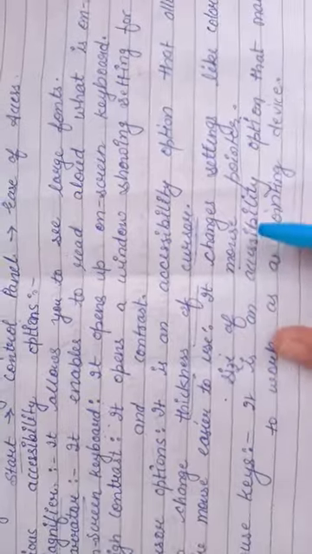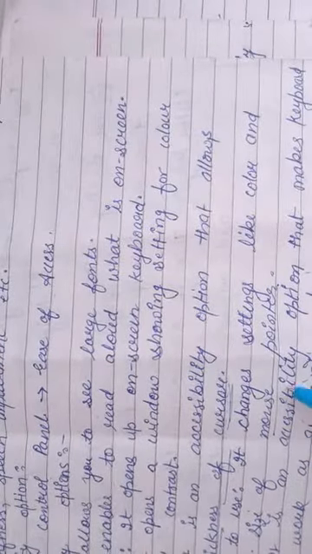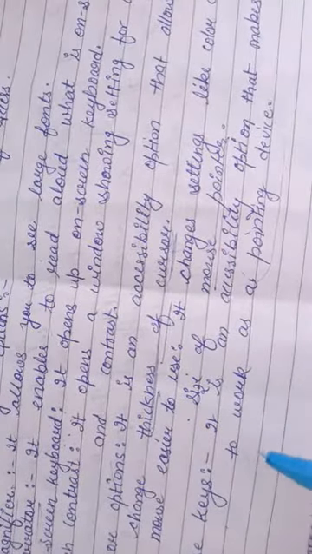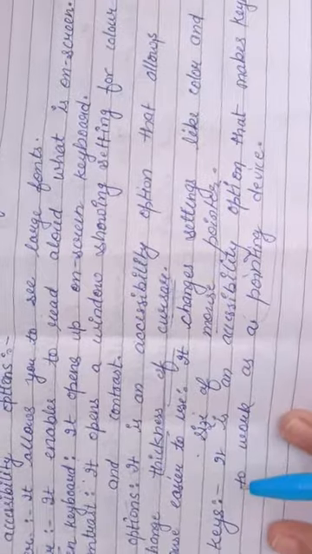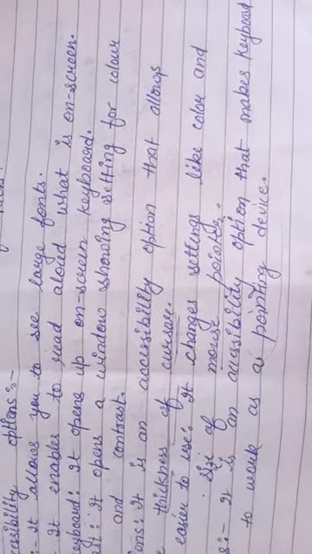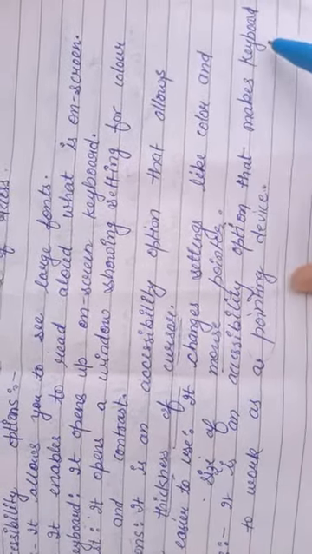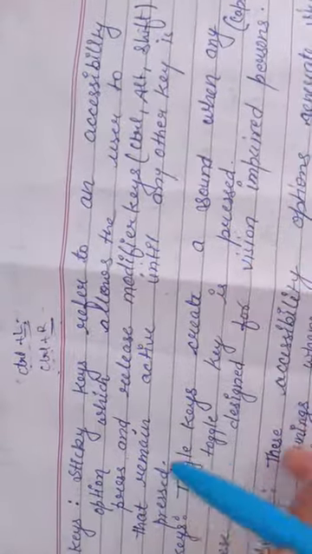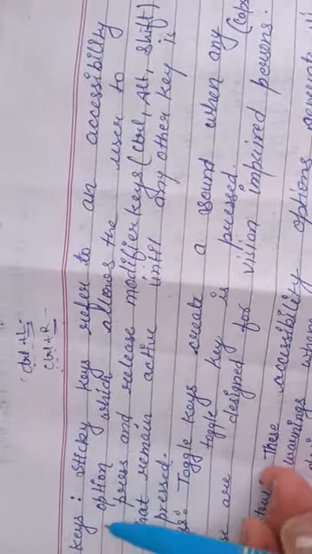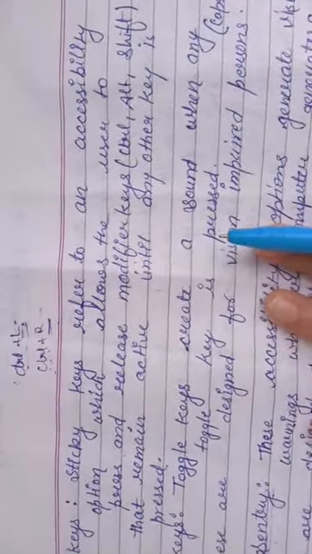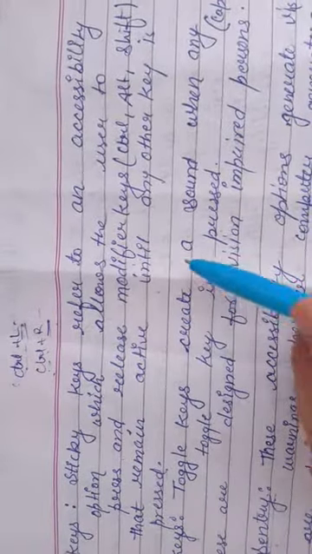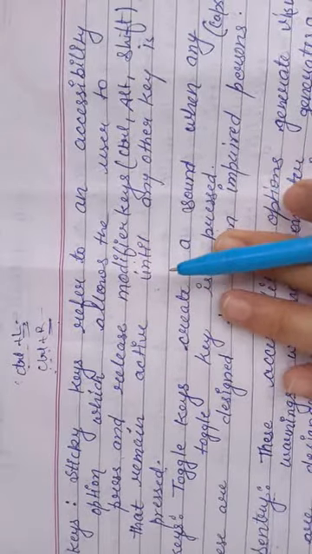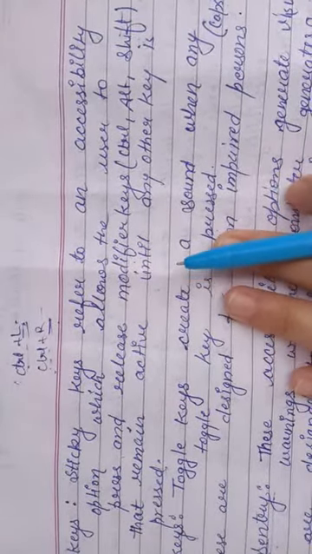Next we have make mouse easier to use. It will change the settings like color and size of the mouse pointer. In the same way we have mouse keys. Mouse keys are the accessibility options that make the keyboard work as a pointing device. It will convert the keyboard into a pointing device. Next accessibility option is sticky keys. This is the method of accessibility option in which the user is allowed to press and release modifier keys, and these modifier keys will remain active until any other key is used.